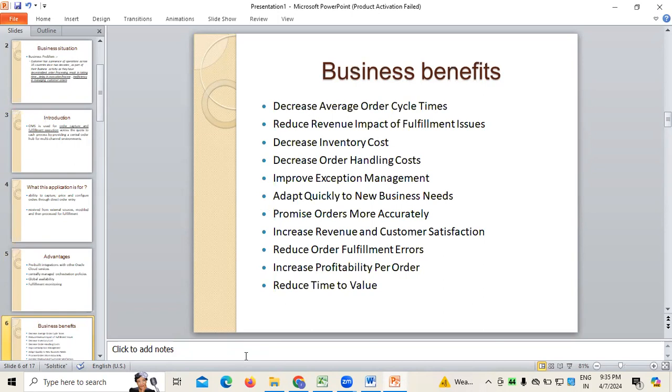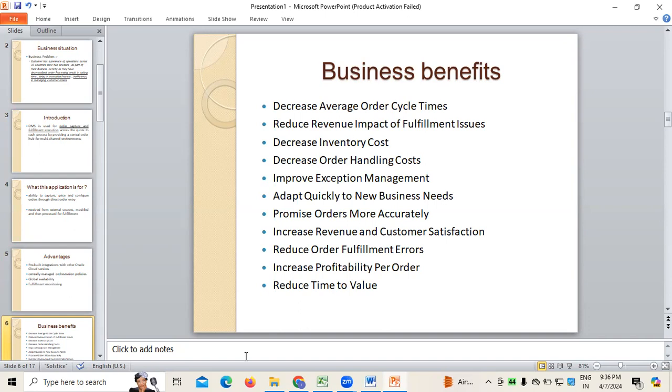Along with this, it also promises orders more accurately. Whatever orders we want to promise to deliver on time will be more accurate, because accuracy of order delivery is one of the key and prominent aspects we need to consider. Next, it also increases revenue and customer satisfaction, because on-time order deliveries increase the revenue. Subsequently, it will have a positive impact on customer satisfaction. At the same time, it reduces order fulfillment errors. That's also one of the key advantages of using this Oracle Fusion Cloud based order management system.